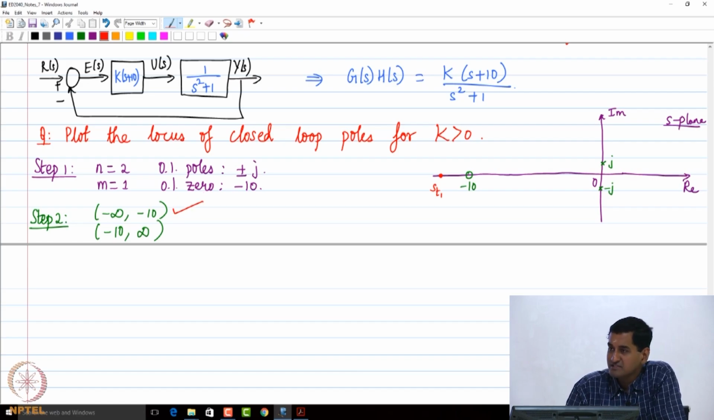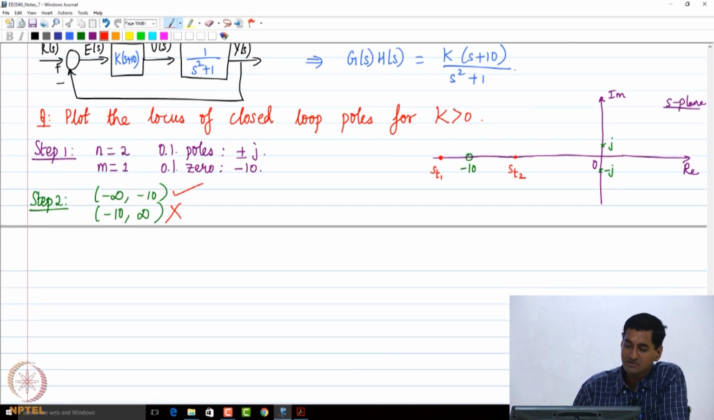What about minus 10 to plus infinity? I look to the right. Let us say I take a test point S_T2 in the region from minus 10 to infinity. I look to the right and there are 0 open loop poles and open loop zeros to the right of it. So, this region does not lie on the root locus. The only region that lies on the root locus is from minus infinity to minus 10. So, that is the only region. What is step 3?